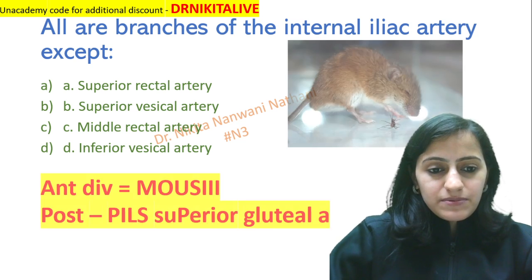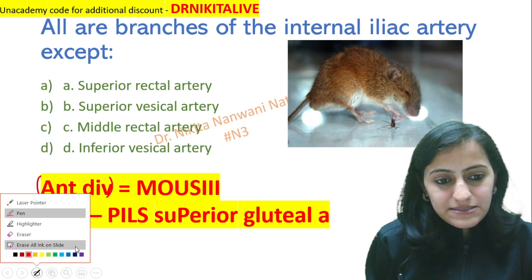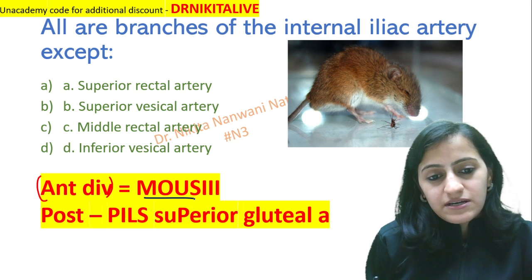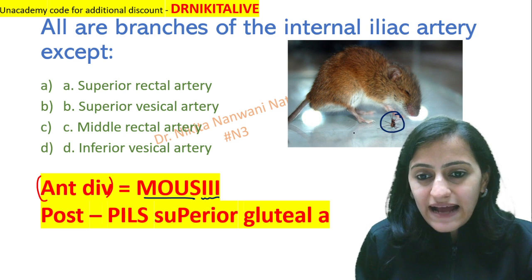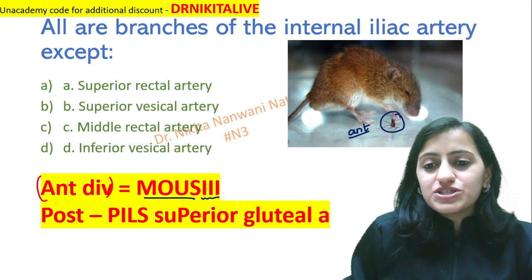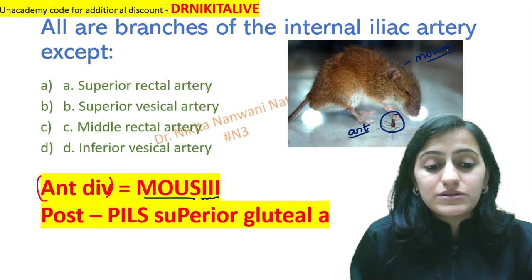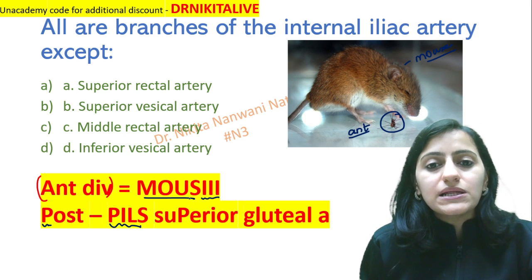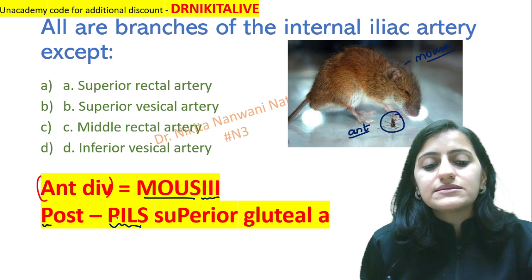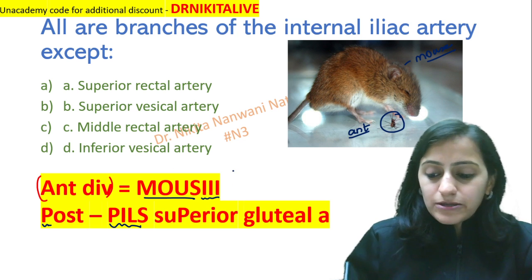The trick to remember the anterior division branches is MOUSY. Instead of mouse, we write it as MOUSY, with triple I. Imagine this is the ant, that is the anterior division, and this is the mouse. This visual will help you remember that the anterior division mnemonic is MOUSY with the triple I. And for the posterior, P for P, it is PILLS. Posterior is PILLS. Now, what does MOUSY stand for?